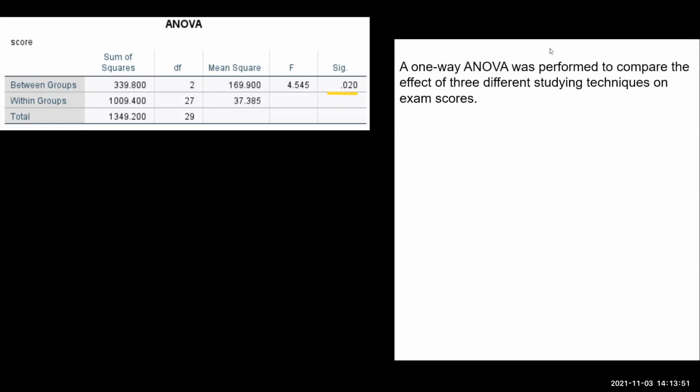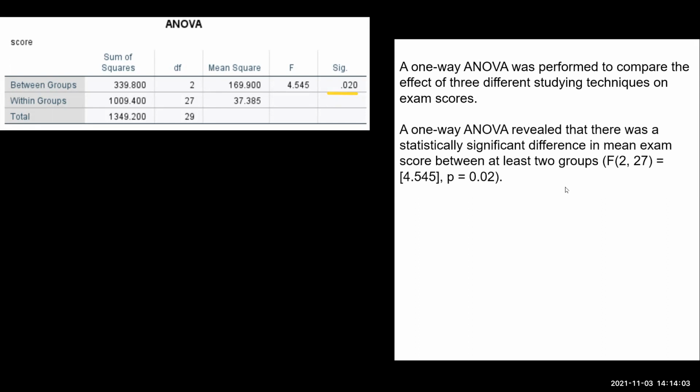So a good way to write this would be to say that a one-way ANOVA was performed to compare the effect of 3 different studying techniques on exam score. And that your one-way ANOVA revealed that there was a statistically significant difference in mean exam score between at least 2 groups. So you don't know which 2 groups were different based on the ANOVA. The ANOVA just tells you that the groups are different. Which one of the 3 groups was higher or lower, the ANOVA will not tell you that.